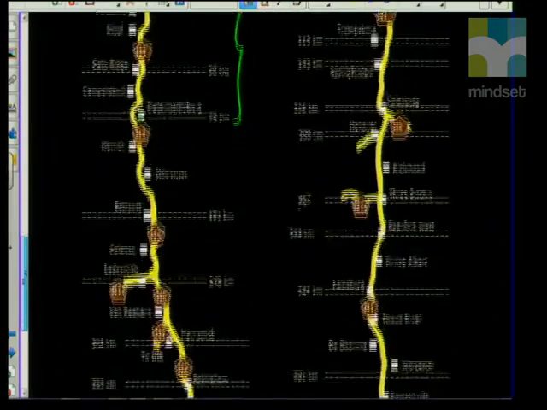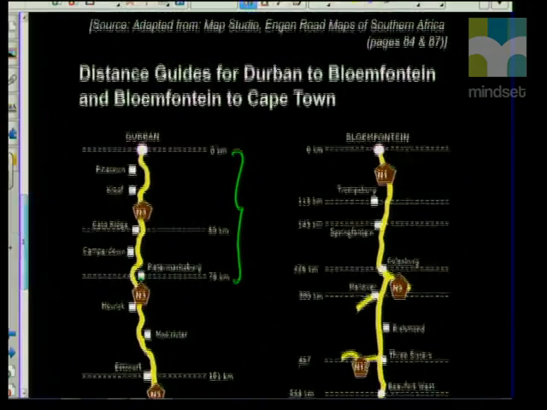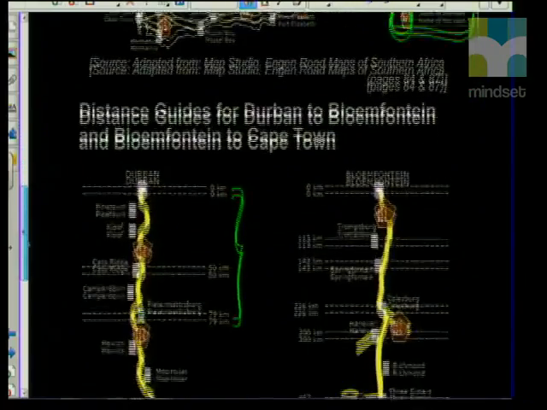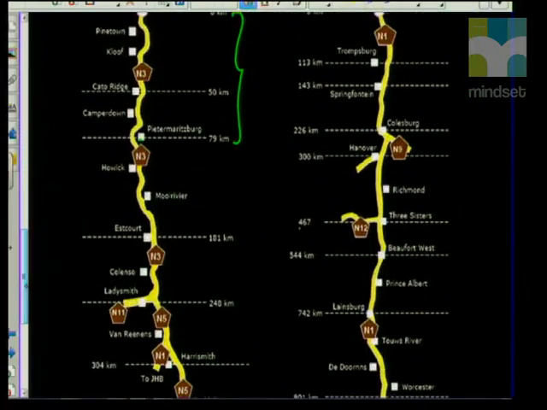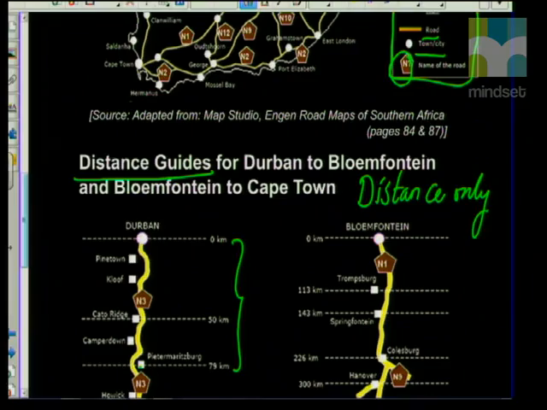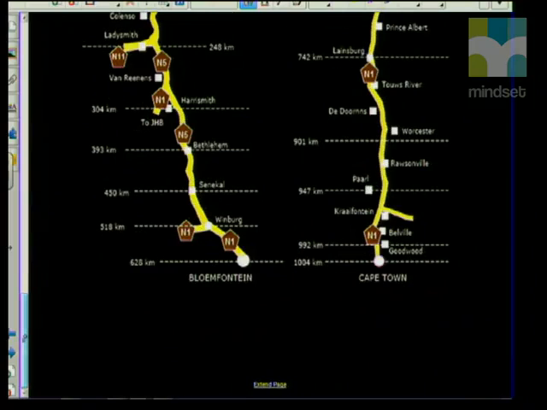You would need to be able to understand that these aren't going from north to south, because if you look at your actual map, from Durban to Pietermaritzburg is actually going in a northwesterly direction. So these types of maps really relate to distances only. They're not looking at your actual directions. Right, so let's have a look at the actual questions.